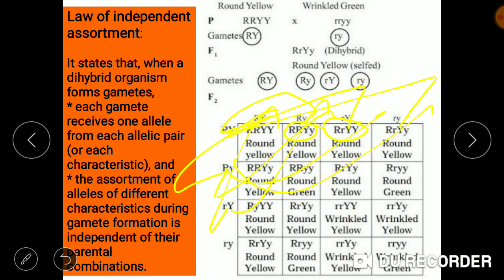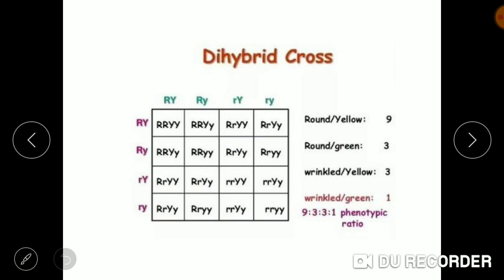What result will we get? Now, let's see. After performing the crossing, we have obtained the result. And how will we find out the result? Now, be very careful with it. See, capital R and capital Y, as I told you, are the dominant characters here. So in this case, capital R, capital Y will be round and yellow. So one of the offspring obtained will be round and yellow.